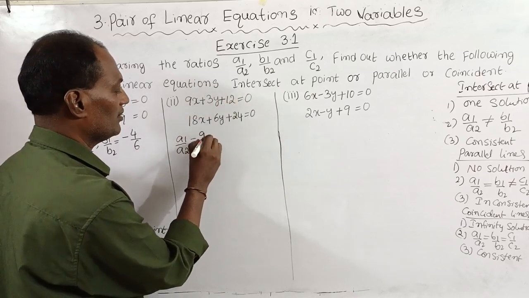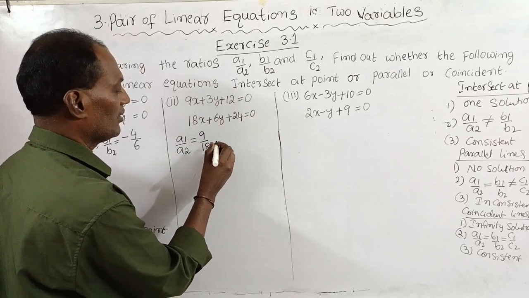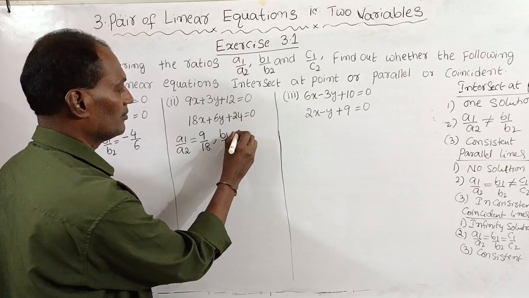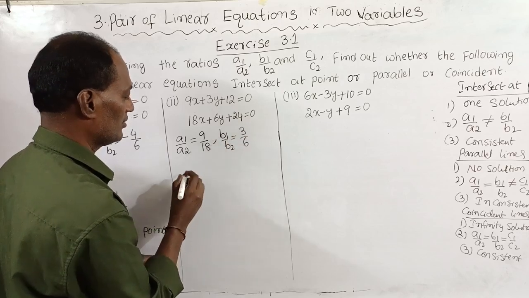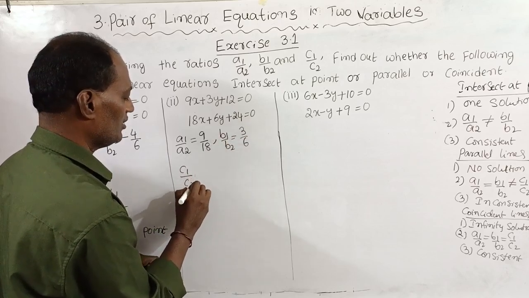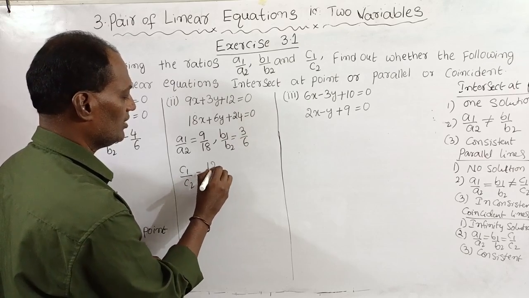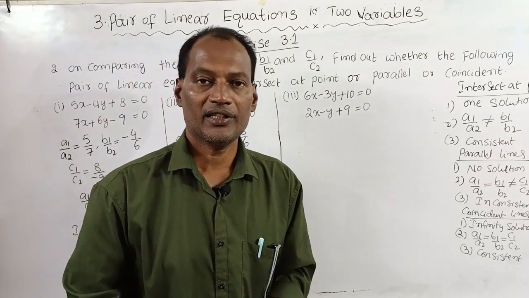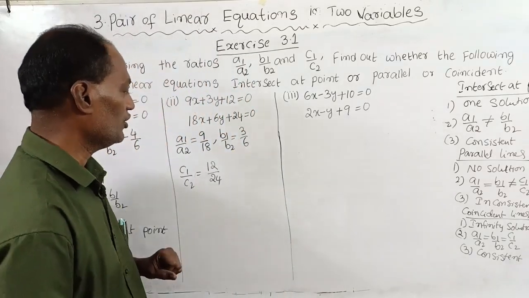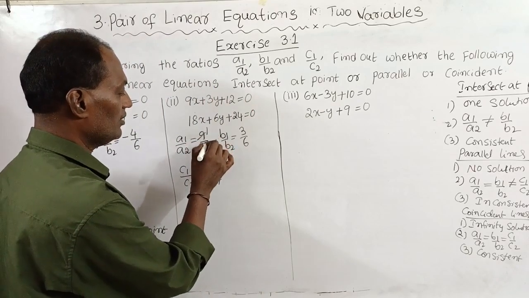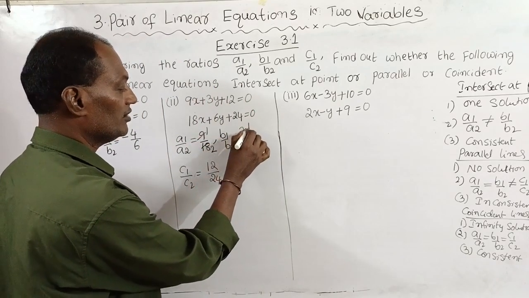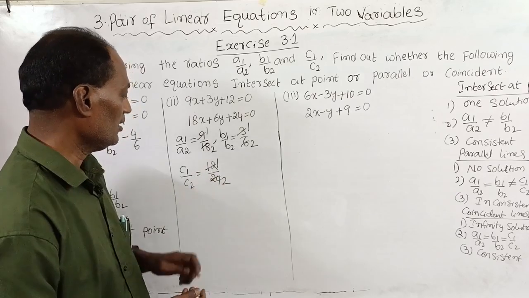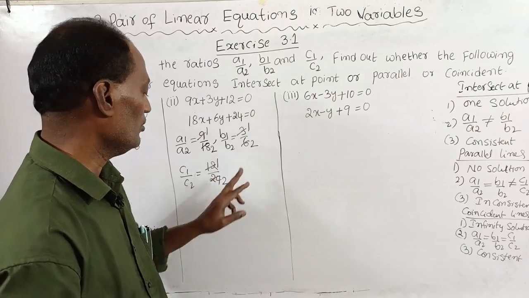a1 by a2 is 9 by 18, b1 by b2 is 3 by 6, c1 by c2 is 12 by 24. After writing, you can simplify the numerator and denominator. 9 ones are 9, 9 twos are 18, so 1 by 2. 3 ones are 3, 3 twos are 6, so 1 by 2. 12 ones are 12, 12 twos are 24, so 1 by 2. All the values are 1 by 2.